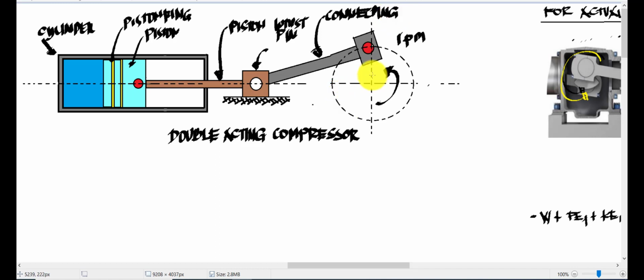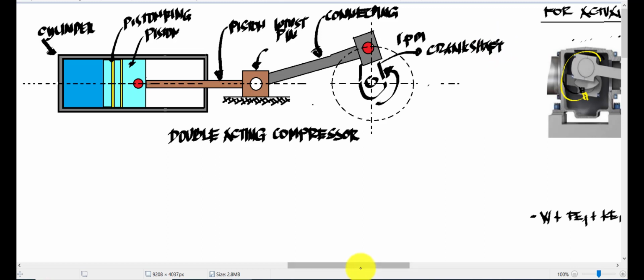Then at this part also we have your crankshaft. So this will be your crankshaft, that will be rotating. Okay.